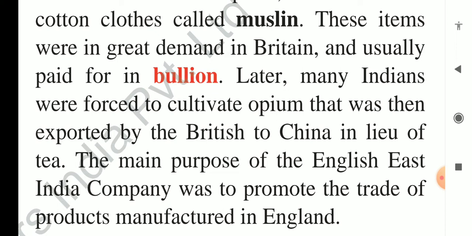The opium was then exported by the British to China, right? So they were forced to cultivate opium, and then it was exported. Export means to sell outside the country, in China, right? And then it was exchanged with tea. So in the exchange of opium, China was giving us tea.